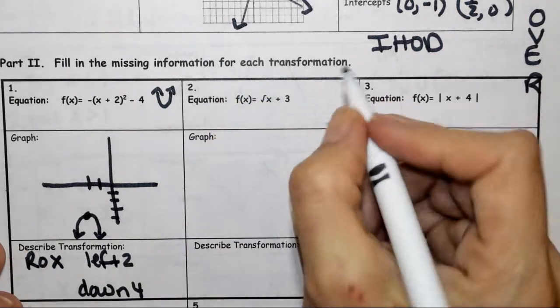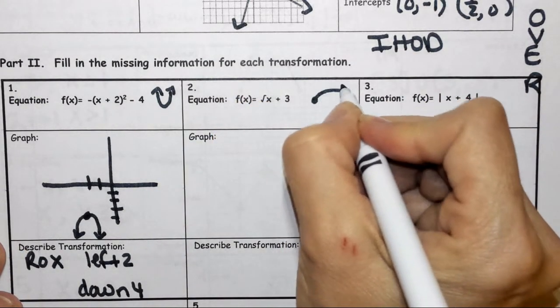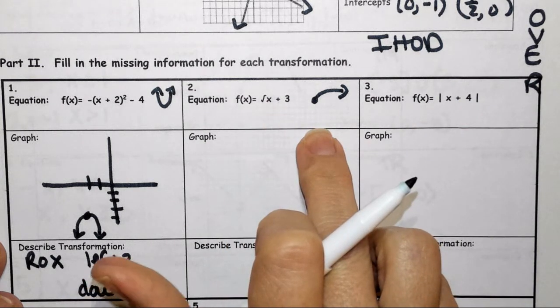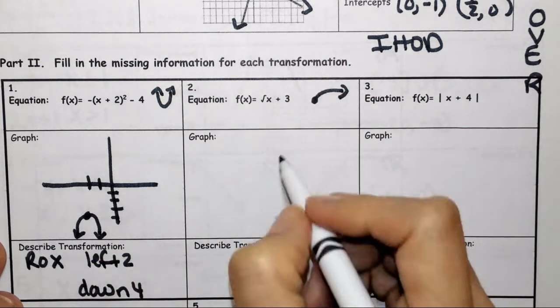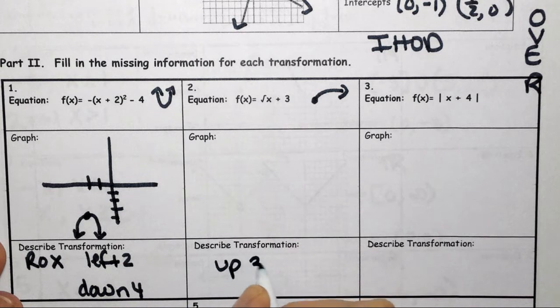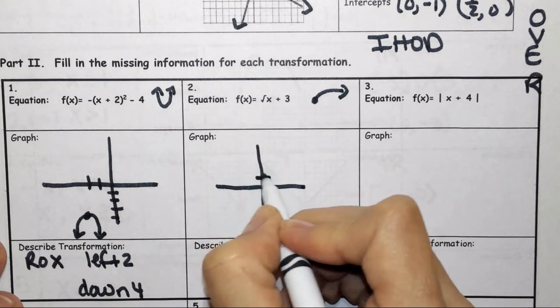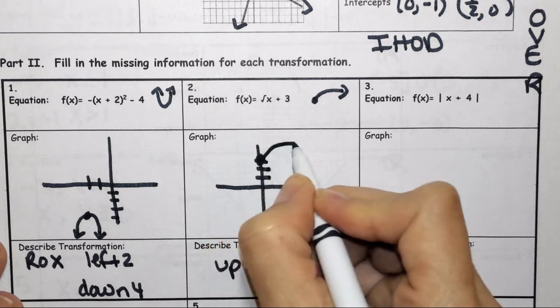The next parent function is the square root one. The square root one looks like this. And this plus 3 is outside, so I'm simply going to go up 3. It's the only change that happens. So normally it starts at 0, 0, but I'm going to start at 0, 3, and it's going to curve like that up.